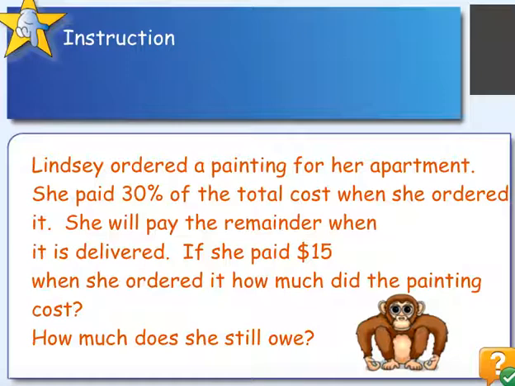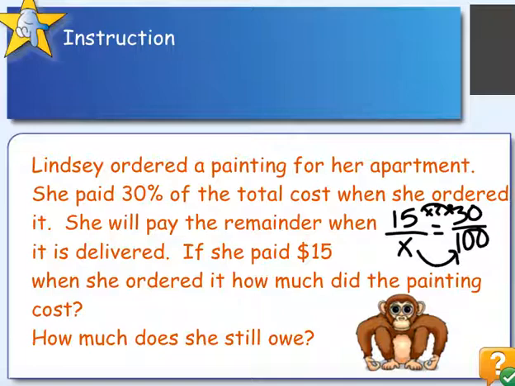All right, Lindsay ordered a painting for her apartment. She paid 30% when she ordered it, and she will pay the remainder when it's delivered. If she paid $15 when she ordered it, how much did the painting cost? All right, so we could set up a proportion to say, well, the part that she paid was 15 out of a total that we don't know, and that was 30% of our 100. Well, we could say 15 times 2 is 30, so something times 2 is 100. Well, that means that our whole x is $50. So she total would have to pay $50. She's already paid 15, so she needs to pay $35 more.